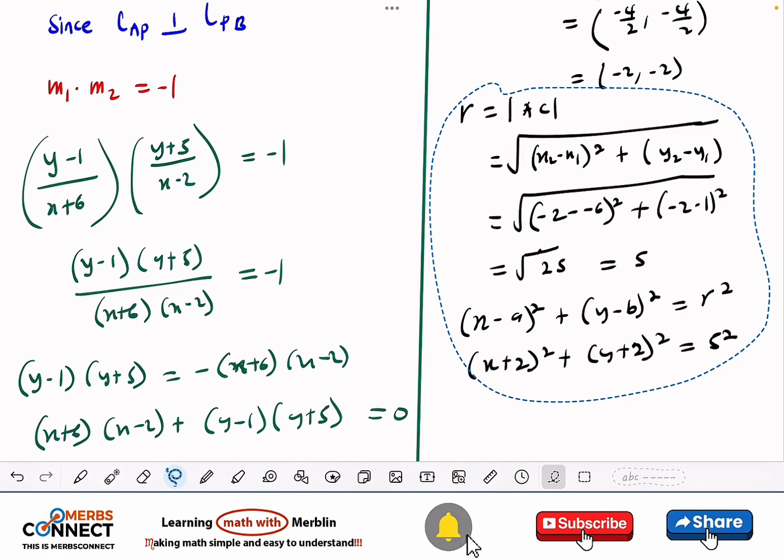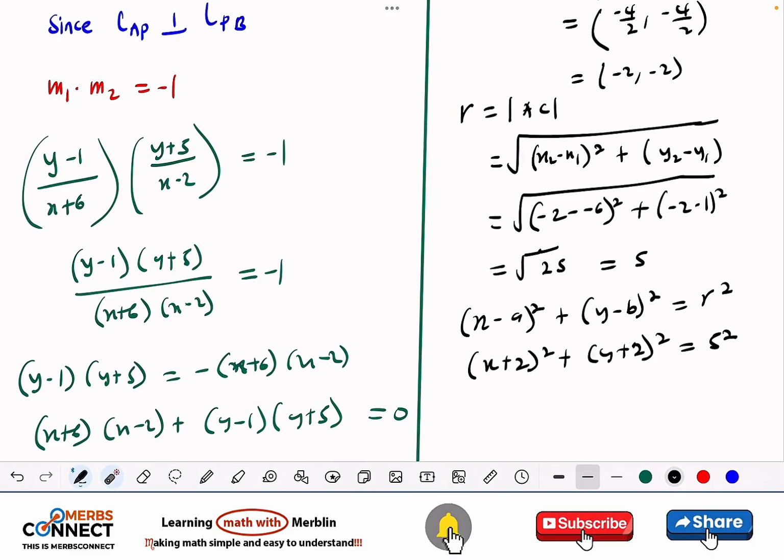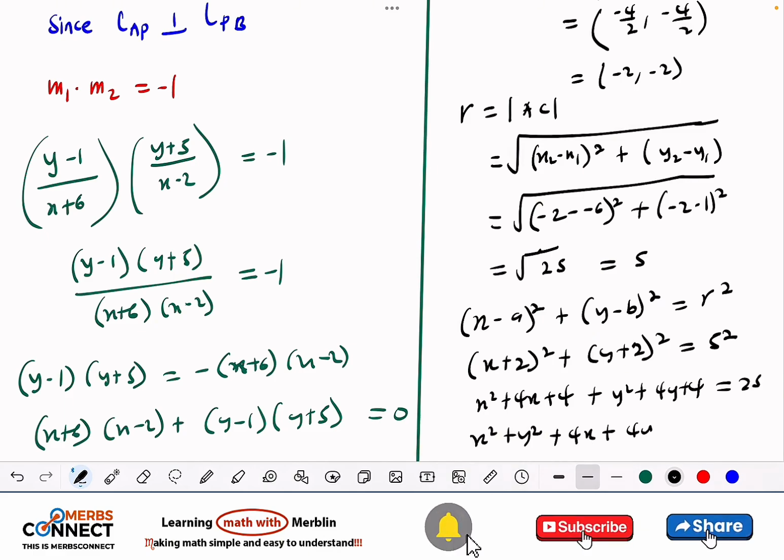It's just the choice that you are going to make. Which one am I going to use? So let's do this one here. I'll just do the expansion straight. So this is going to give us x squared plus 4x plus 4 plus y squared plus 4y plus 4 is equal to 25. This is x squared plus y squared plus 4x plus 4y, and then 4 plus 4 is 8. 8 minus 25 is going to be, I think, 17. So we are going to have minus 17 is equal to 0. So when I expand, this is what I'm going to get.